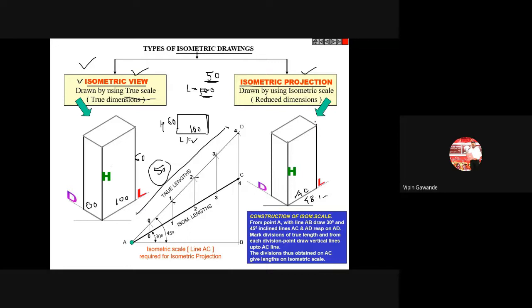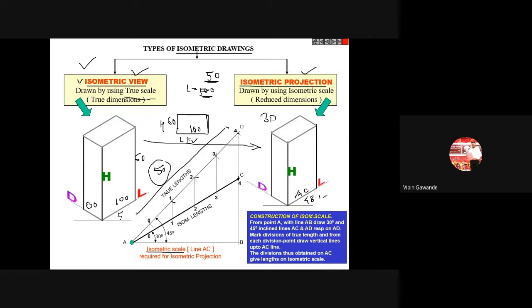It is the three-dimensional object which we have drawn. It is somewhat reduced. This is bigger because we have drawn it with actual dimension. The isometric view we have drawn with actual dimension. And this we have drawn with the reduced dimension, because we have used the isometric scale. So here the dimension gets reduced.